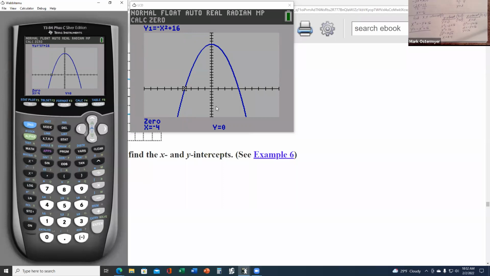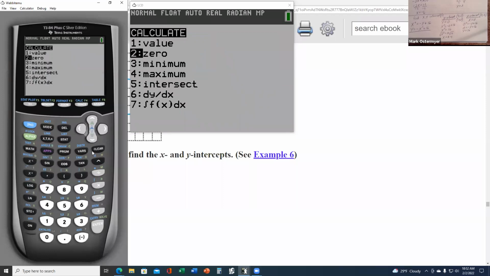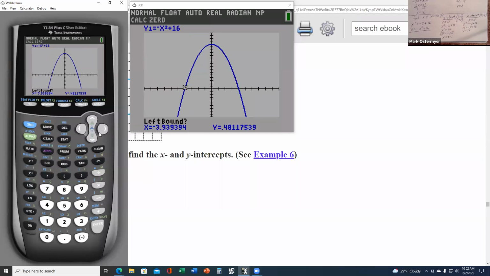To find the other x-intercept, we have to go back to calculate, second trace, go down and grab the zero function, but this time we have to navigate our blinking cursor in the vicinity of the other x-intercept. So bring it around over here.